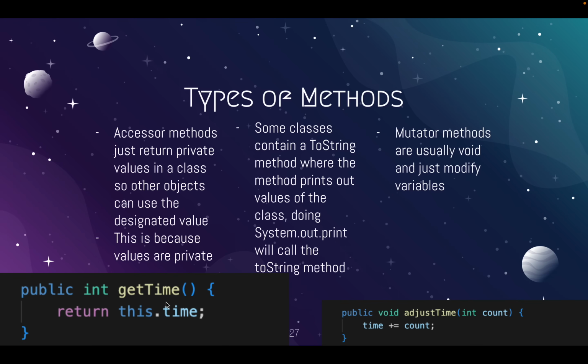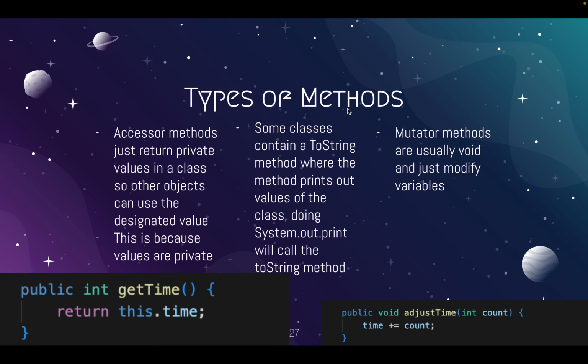Some other classes might contain a toString method, where the method prints out values of a class, like all of the variables of a class. You just declare the method as toString, and you can probably do more research on this afterwards. So whenever you do System.out.println and then put the object name, it'll always print out the variables.